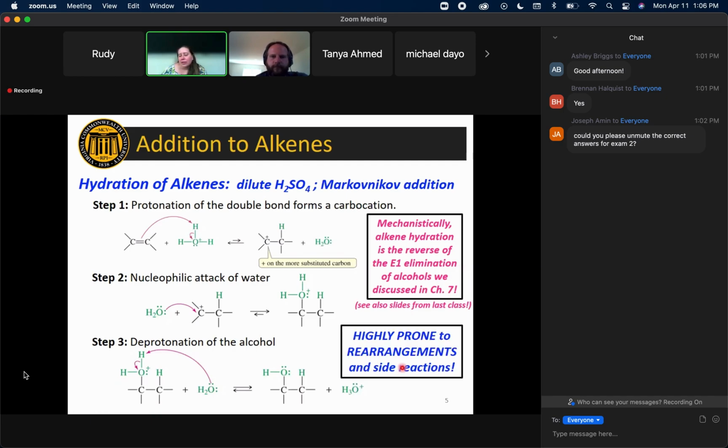But I also noted last week that these are highly prone to rearrangements because of this free carbocation. They're also very prone to side reactions because sulfuric acid is not a nice, friendly, calm, mild reagent.